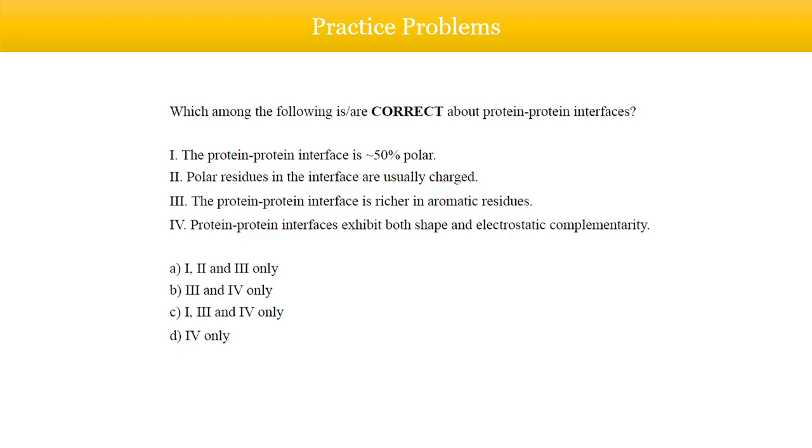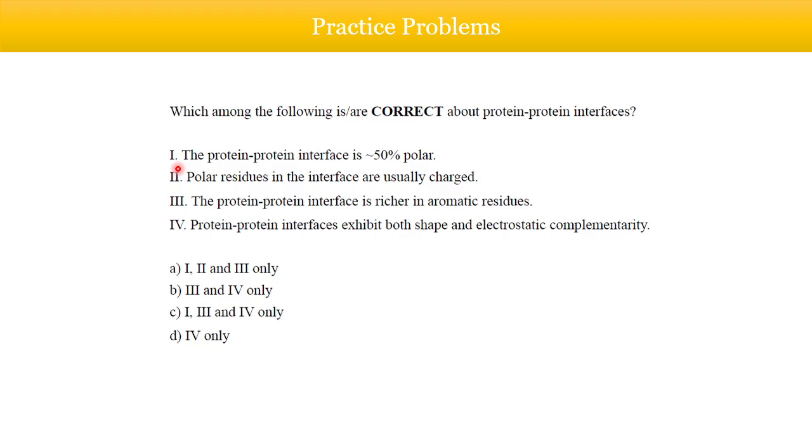Okay, so the first point is the protein-protein interface is around 50% polar. That is correct because there are certain hydrogen bonding interactions that happen. These interactions are very much prominent. So point one is right. Then, the polar residues in the interface are usually charged. This is not entirely true because electrostatic interactions are a part of the interaction, but for that to be charged cannot be an important criterion. So we cannot go by point number two.